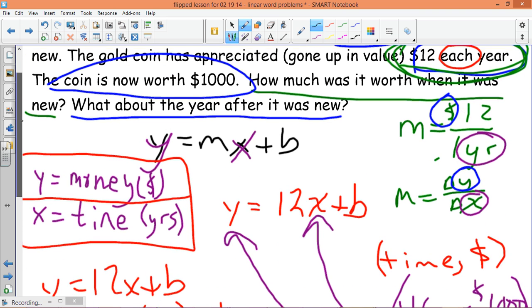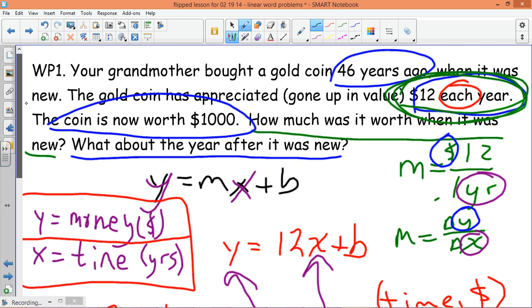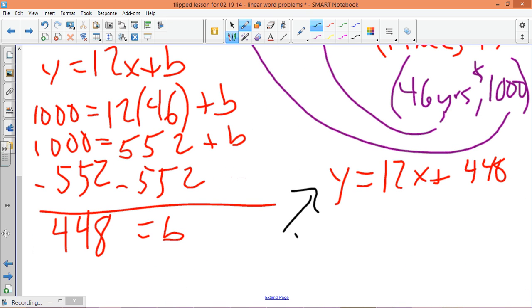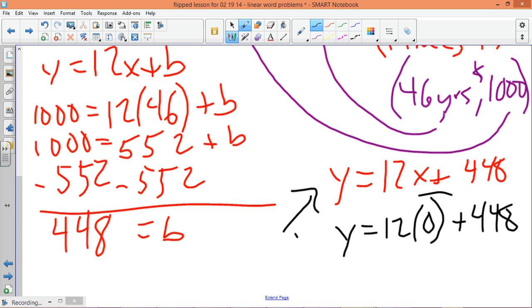So all I need to do now is figure out what the question is asking. How much was it worth when it was new? Okay, when was this coin new? How many years had passed since I bought it? The correct answer is not 1, as most of you are probably guessing. The correct answer is 0. y is equal to 12 times 0, because when time is 0, that means it's new, plus 448. Well, 12 times 0 is just 0, and so y equals 448. This is how much it was worth when new.